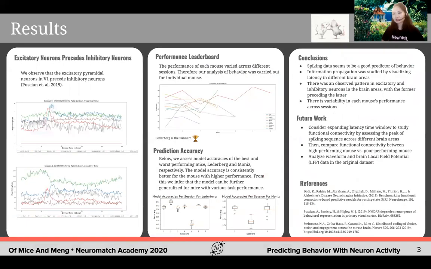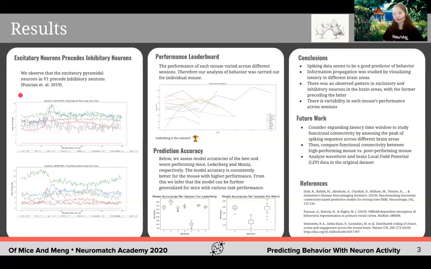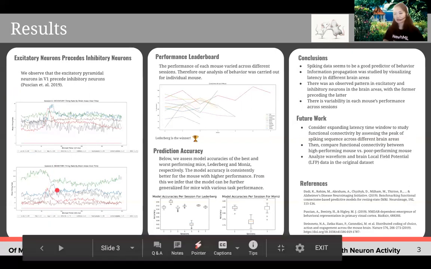Here in the next section, we are showing the basis as to why it's important to distinguish excitatory and inhibitory neurons in the input data. As you can see in this sample graph of session 0, the excitatory neurons of the visual cortex in the top graph have spikes that precede inhibitory neurons in the bottom graph.